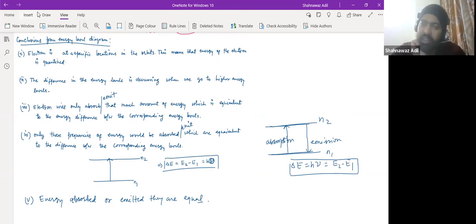Yeah, the spectrum, which is very important. So line spectrum, which would be emission or absorption.